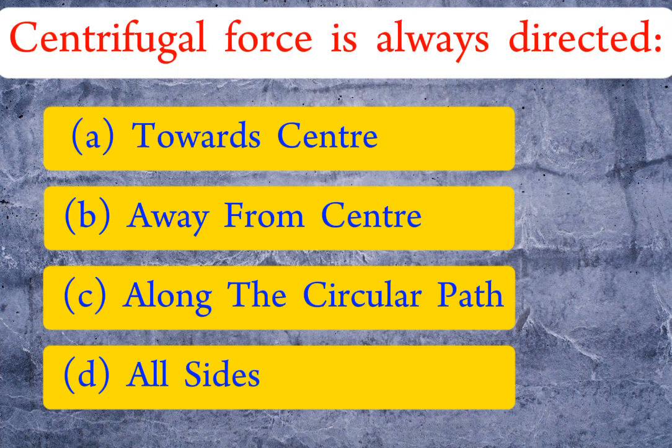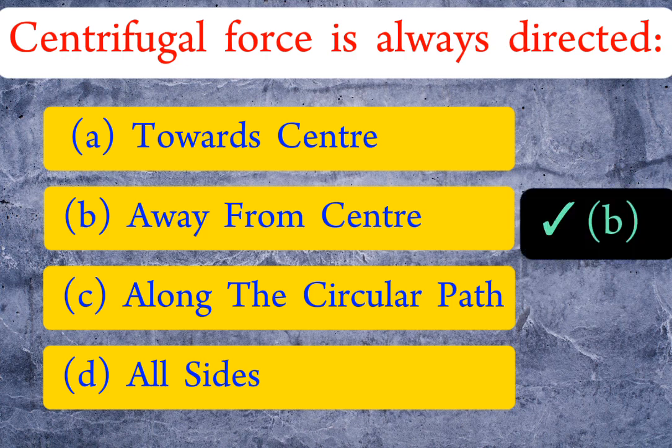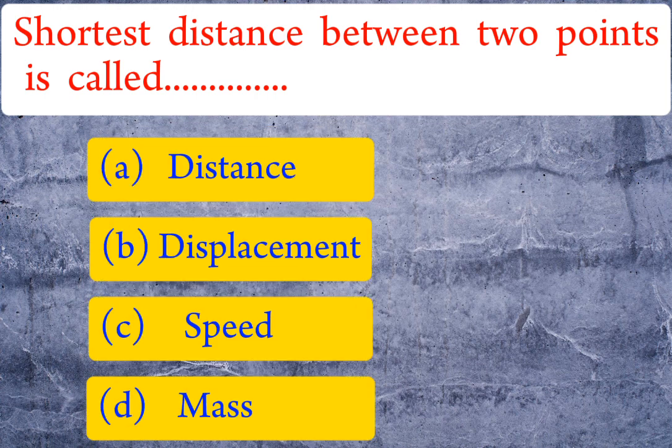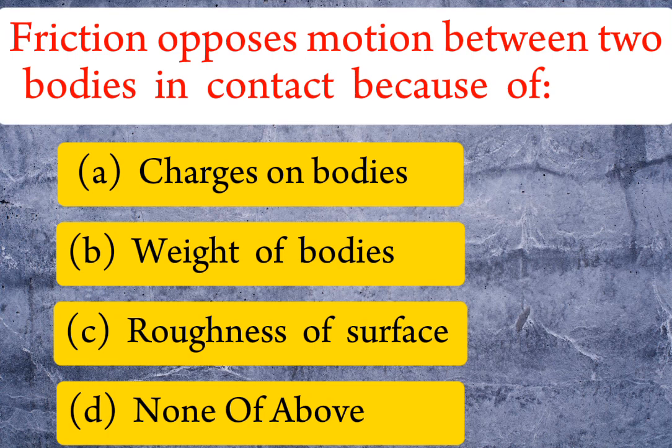Centrifugal force is always directed: a) toward center, b) away from center, c) along the circular path, d) all sides. Shortest distance between two points is called: a) distance, b) displacement, c) speed, d) mass. Friction opposes motion between two bodies in contact because of: a) charges on bodies, b) weight of bodies, c) roughness of surface, d) none of above.